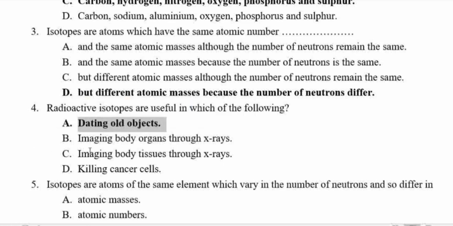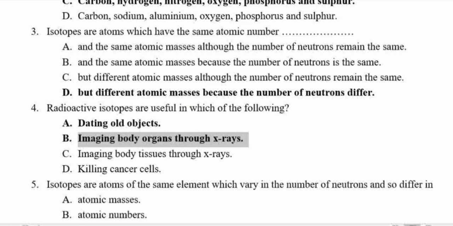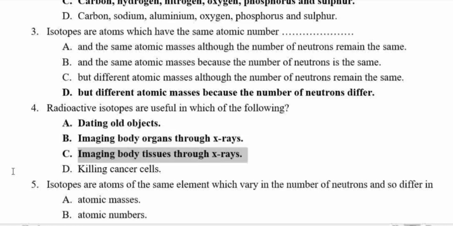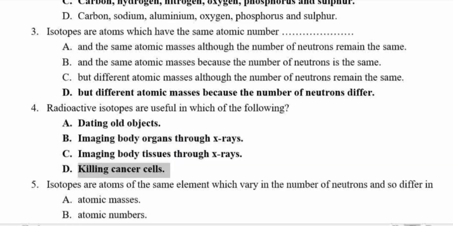Radioactive isotopes are useful in dating old objects. And then again, they are useful in imaging body organs through X-rays. They are useful in imaging body tissues through X-rays. And then again, they are useful in killing cancer cells. So all the options are correct.